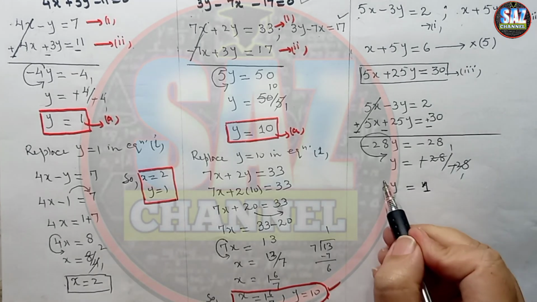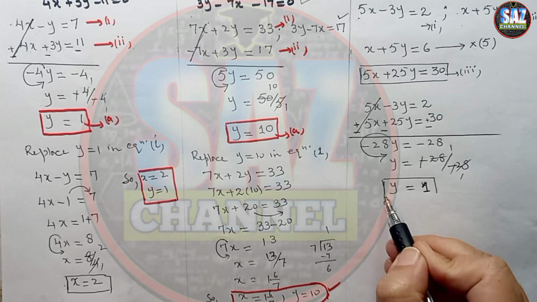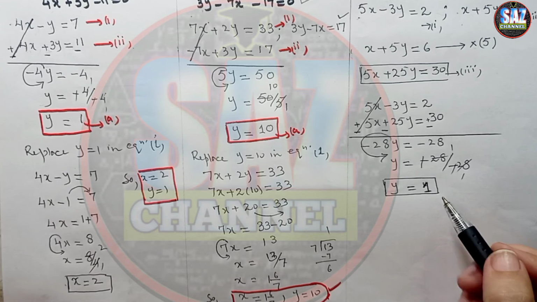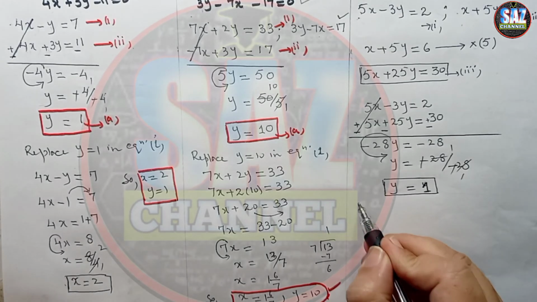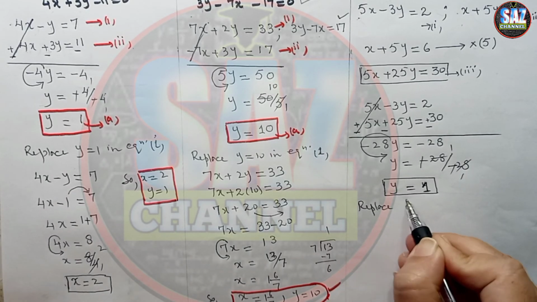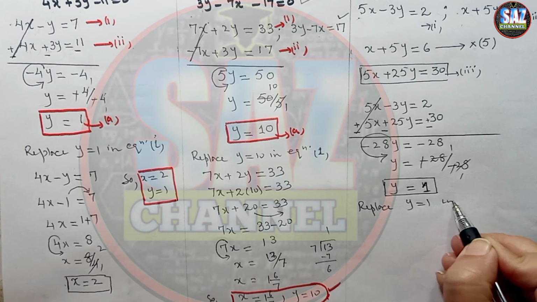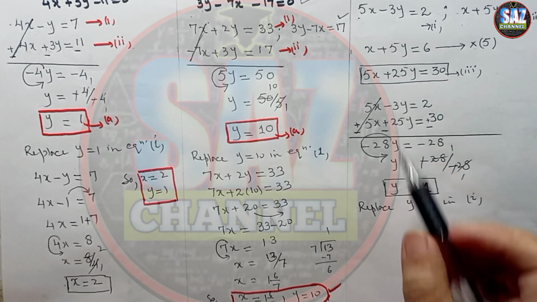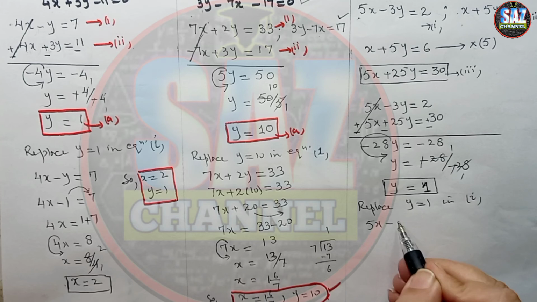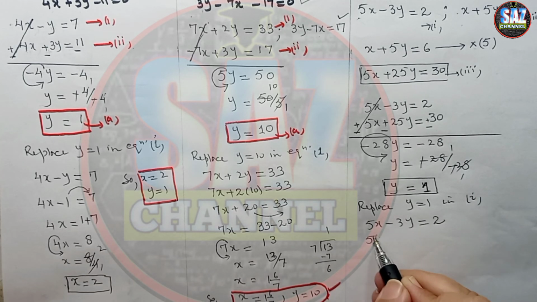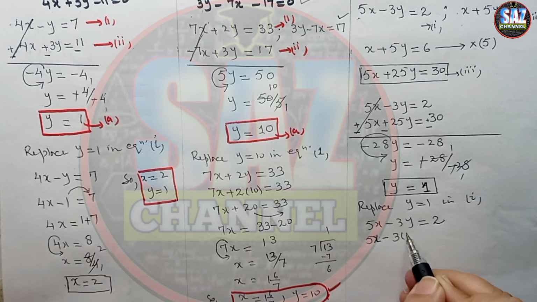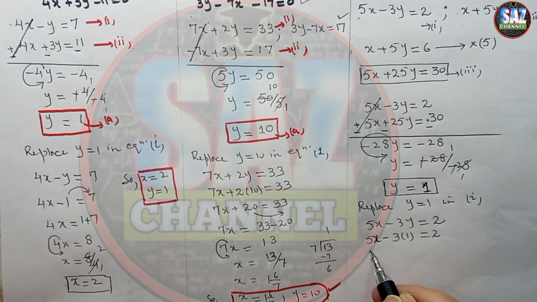Now in order to get the value of the other variable, I have to take any one of the equations, and I will preferably take equation 1. Replace y equals 1 in equation 1. So the equation will take the form 5x minus 3y equals 2. 5 into x minus 3 into 1 equals 2. 5x minus 3 equals 2. Shift 3 to the other side.